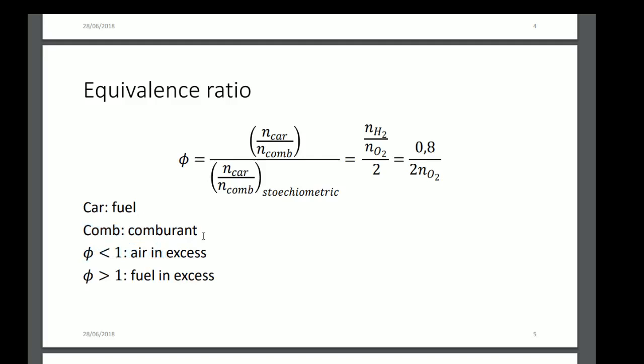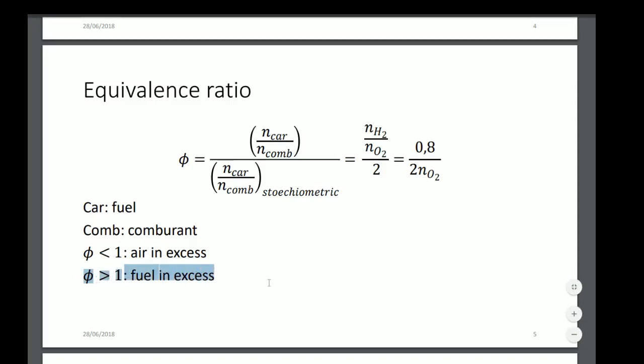You can know that if phi is inferior to 1, you have air in excess. It's easy, just multiply by NO2 on both sides of the inequality. Same for phi superior to 1, you have fuel in excess, and with phi equal to 1, you are in stoichiometric reaction, which is normal.